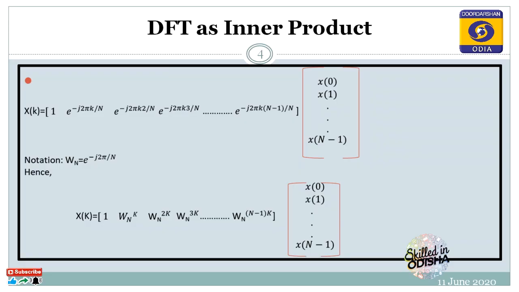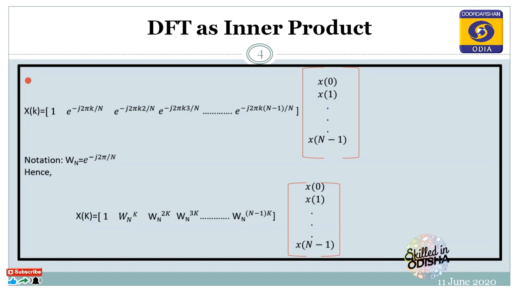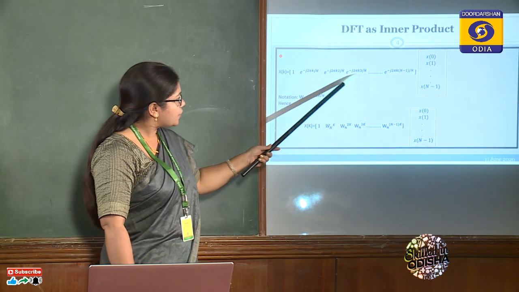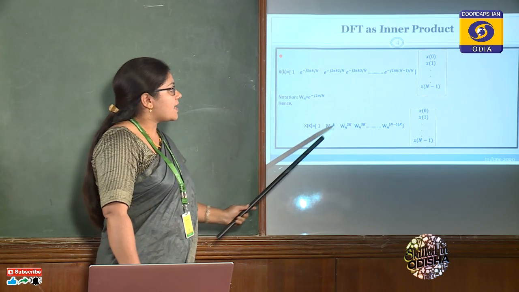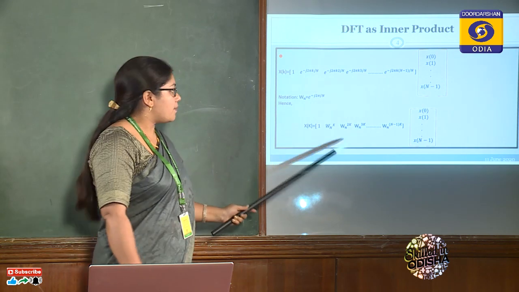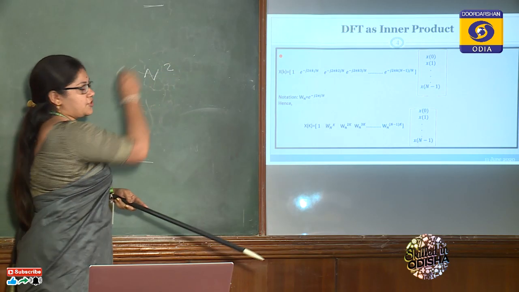Now if you simply multiply it, each dot product requires N multiplications. Specifically, it is complex multiplication because the factor e to the power minus j is involved. So one dot product needs N multiplications. How many dot products am I having? I am having N values of k. So in total I will be having N squared complex multiplications.